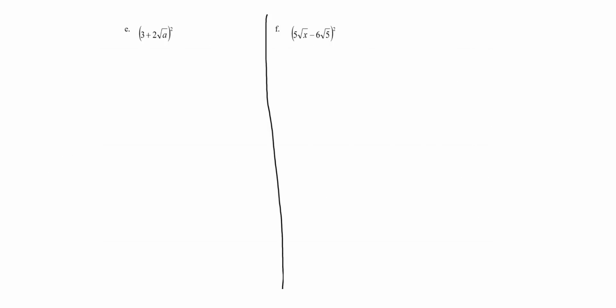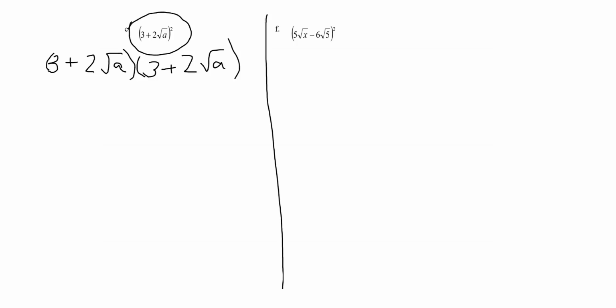All right, here are our last two problems for this set of notes. And again, they're multiplying, and we're going to use FOIL to help us multiply. Here, we have 3 plus 2 times the square root of a, squared. And you have to be careful with this. You can't just square the 3 and square the 2 square root of a and get your answer. You're squaring the entire expression. So when you write out your problem, you're going to have 3 plus 2 square root of a times 3 plus 2 square root of a.